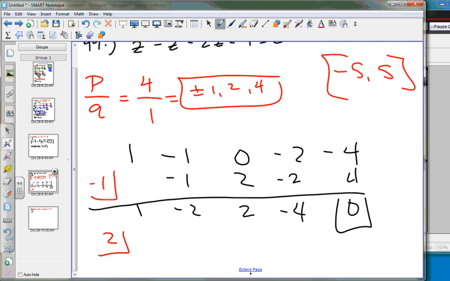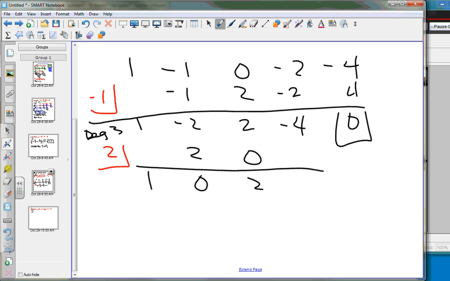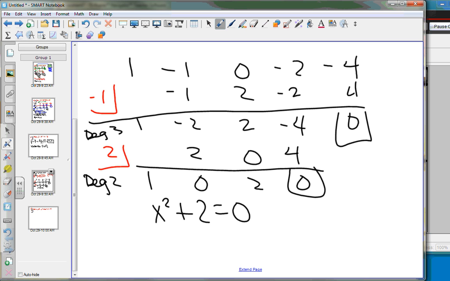And we also know that this is down to degree what? Right. So we do it again. 2, 0, 0, 2, 4, 0. This drops it down to degree 2. That's helpful because now, look at it. That's going to be x squared plus 2 is equal to 0.